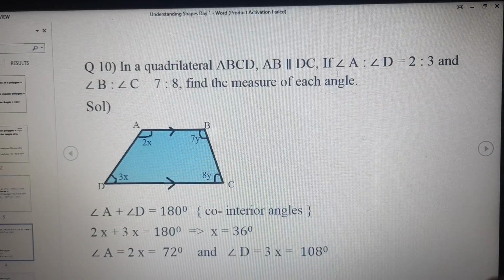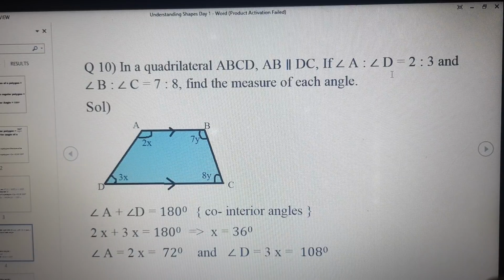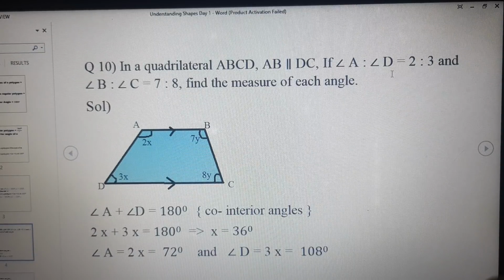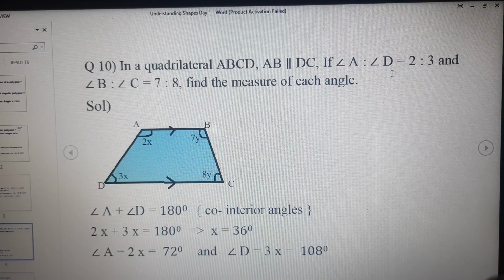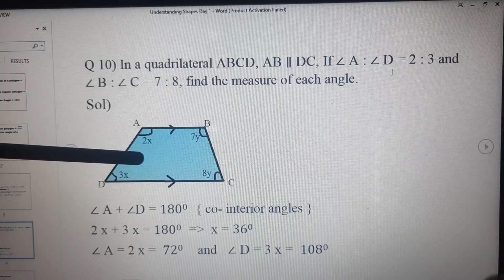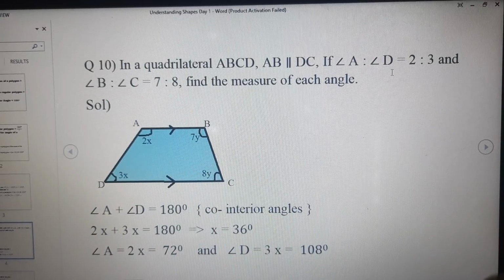Now, angle A to angle D, the ratio has been given as 2:3. So we can consider them as 2x and 3x. So let angle A be 2x and angle D be 3x. I have mentioned here in the diagram. A is 2x here and D is 3x here.